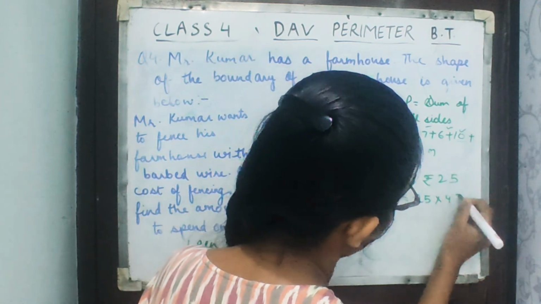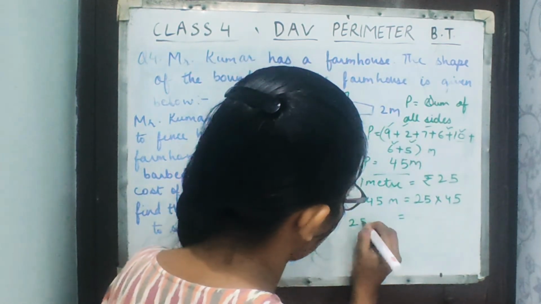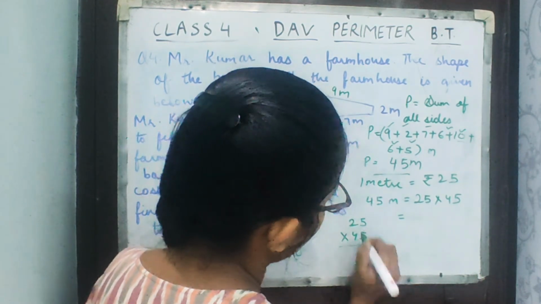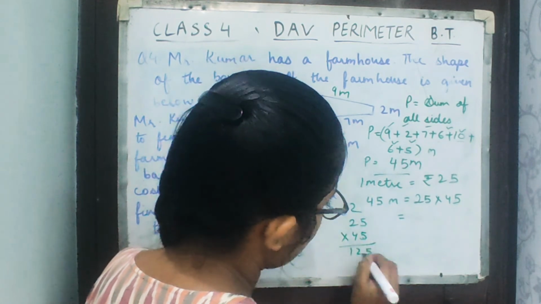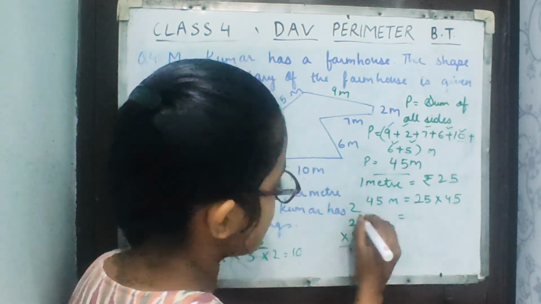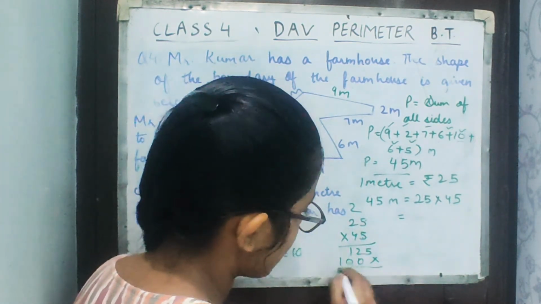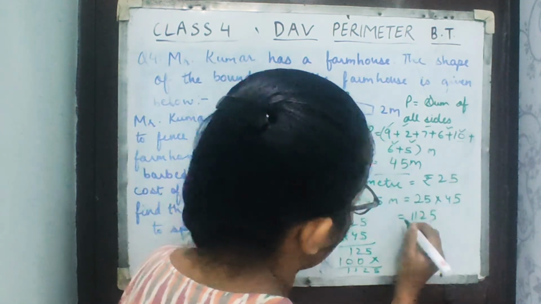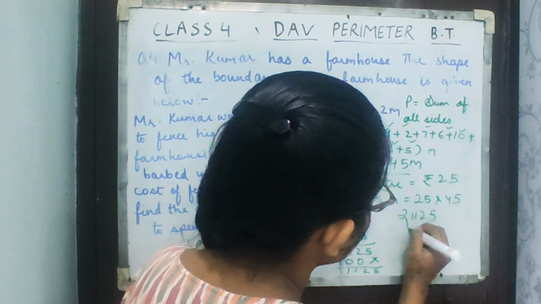25 into 45. Okay, so 25 into 45. 5 5s are 25. 2 5 2s are 10, 12. 4 5s are 20, 2 carry. 4 2s are 8, 10. So we are getting what? 1125. Okay, so 1125 is the rupees.